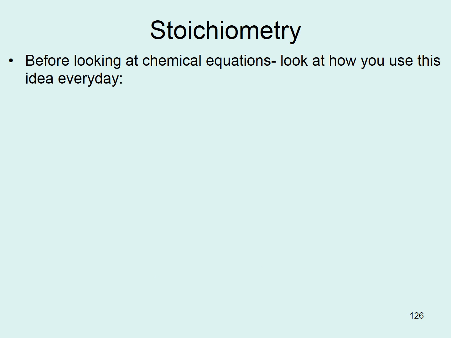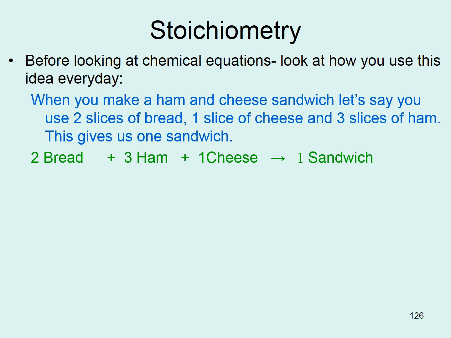All right, so let's actually look at an example of how you use this every day, because this really is something, especially if you cook, you're really using the same idea. So if we make a ham and cheese sandwich, let's say we use 2 slices of bread, 1 slice of cheese, and 3 slices of ham.